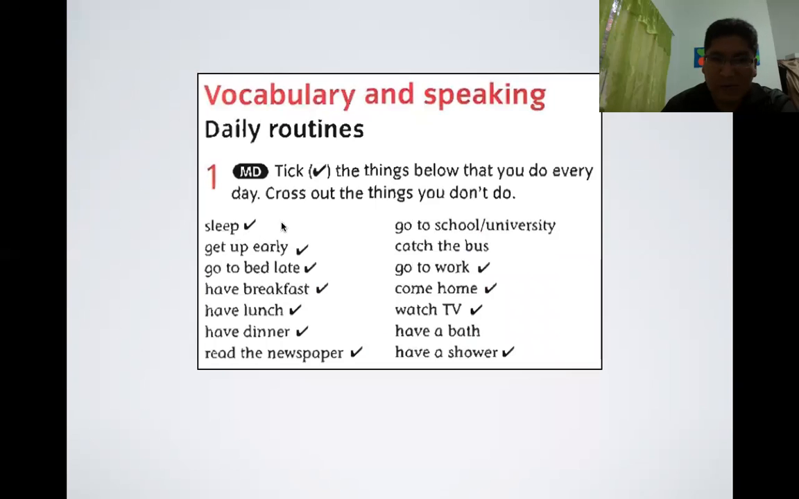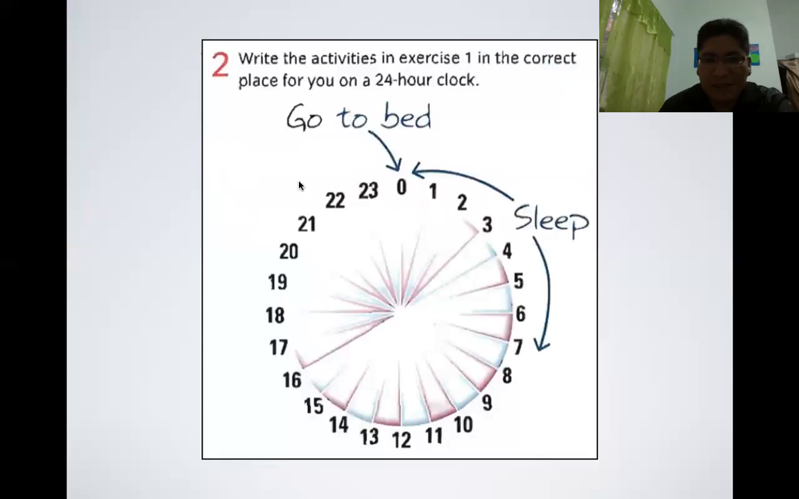Sleep. What time do you sleep? What time do you get up? What time do you go to bed? What time do you have breakfast? What time do you have lunch? Have dinner? Read newspapers? And you have to complete here this clock in your books. Okay, I'm going to give you 1 minute to do this.